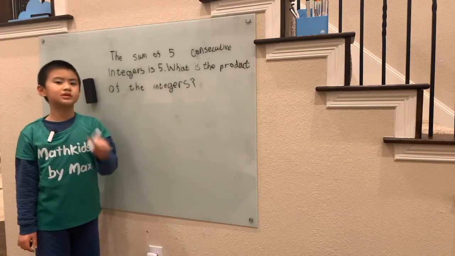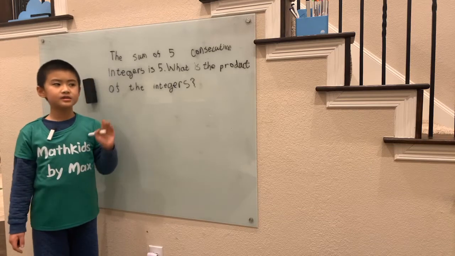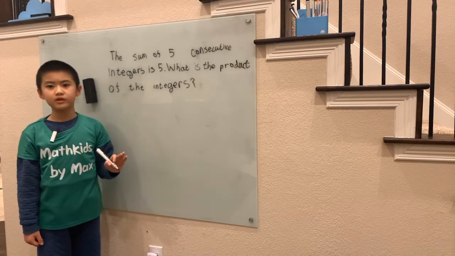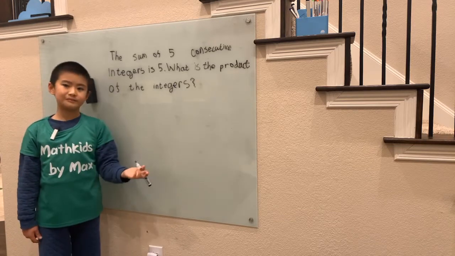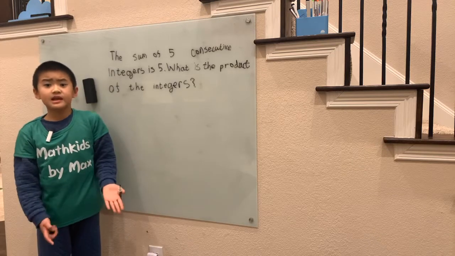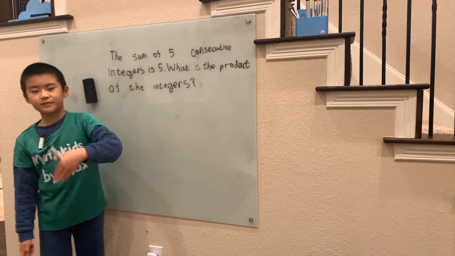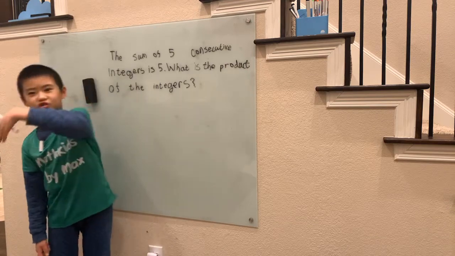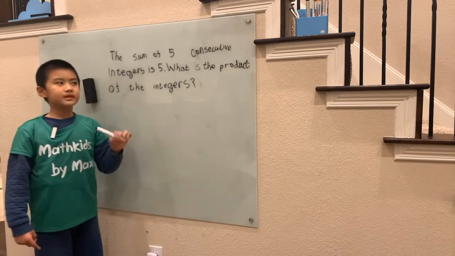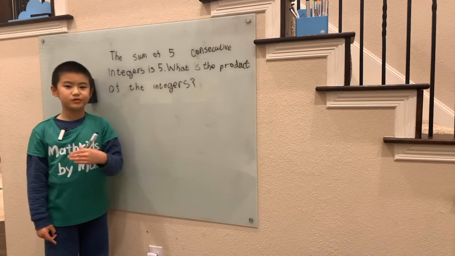Now let's try 0, 1, 2, 3, and 4. Now 0 plus 1, that's 1. 1 plus 2, that's 3. 3 plus 3, that's 6. And then we have the same problem, we can't get smaller if we're adding larger stuff in. So 0, 1, 2, 3, 4 won't work.